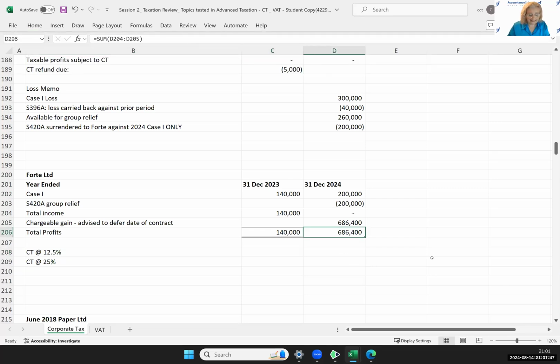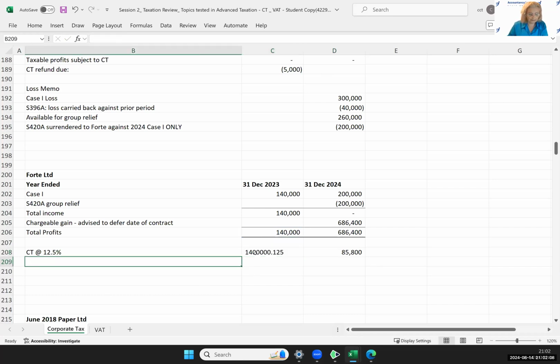So this 686,400, that is the chargeable gain, and that's taxed at 12.5%. This 140,000, that's case one income taxed at 12.5%. So I'd no income at 25%. That's grand.